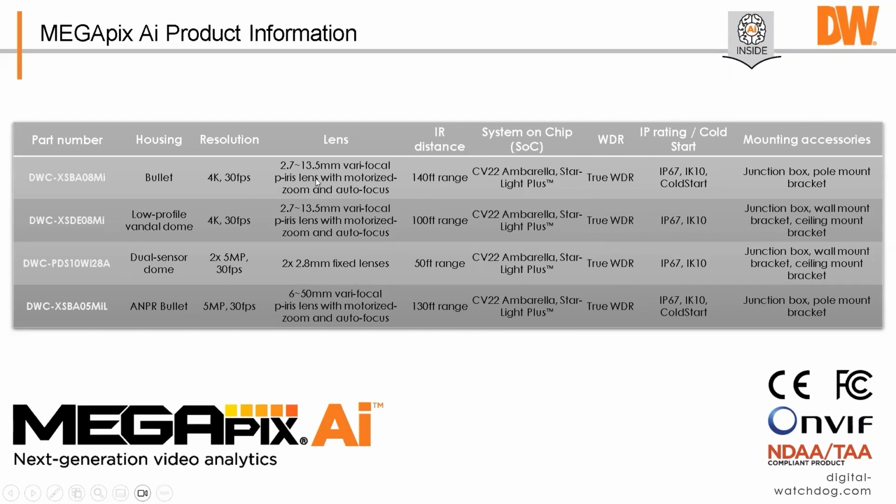And if you notice, the two bullets are also cold start, which means they'll work in -40. So good for our friends up north, where it gets very cold. That could be Montana, North Dakota, Maine, Canada. So that's also a great feature, and some very long range IR with them.